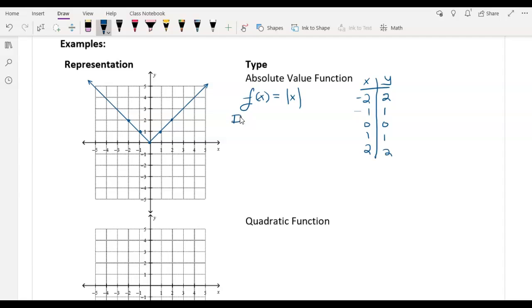Our domain, when looking at all of our x values, is -infinity to +infinity. And our range actually starts at the value of 0. And we can include 0 because it is a solid dot. So we go bracket, 0, comma, infinity. Now we have one intercept. It is both an x and y intercept, and it is at (0, 0). This is the parent function. All absolute value functions are based off of this specific graph.